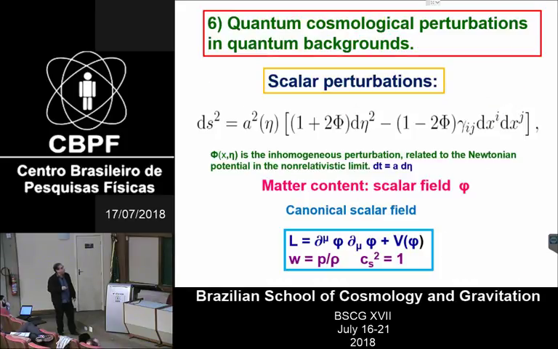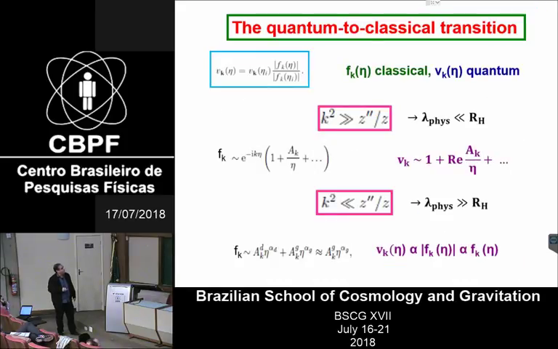So what I was trying to say is that, assuming this de Broglie-Bohm theory, you can understand quite well this transition from quantum to classical behavior. And this is mainly because you have a growing mode, and the decaying mode is very negligible with respect to this growing mode. Note that if these two things are comparable, then V will not have the same behavior as F. Okay. So is there some question about this? Then I will move to other subjects.